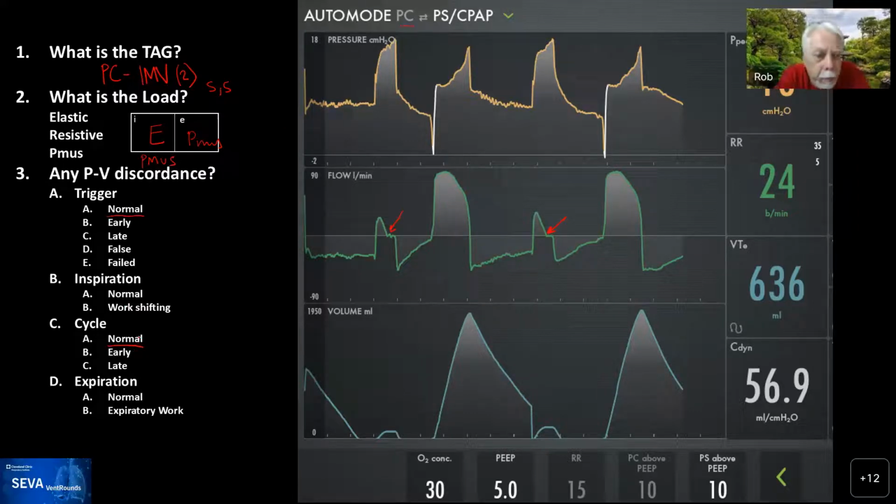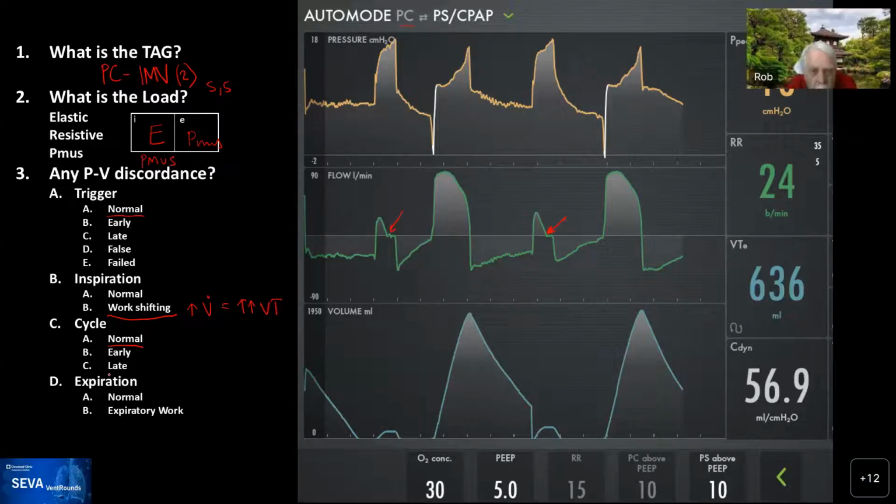Inspiration, again, because of the PMUS, clearly work shifting, indicated by a very high flow, high area under the flow, which translates into large tidal volumes. And so we see huge tidal volumes and little tidal volumes, huge tidal volumes, little tidal volumes, which you'd have to wonder if that's a comfortable way to breathe. Which I guess is a problem with all forms of IMV, at least pressure-controlled IMV.